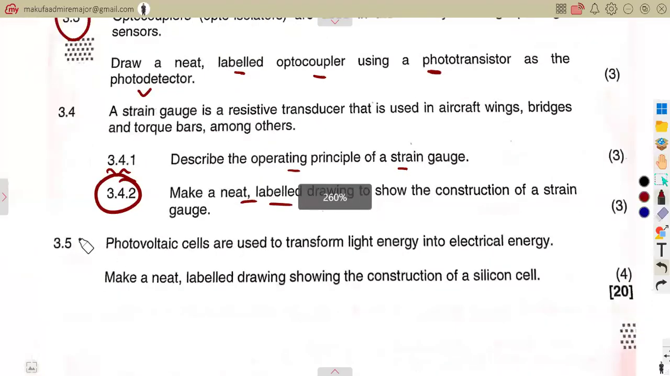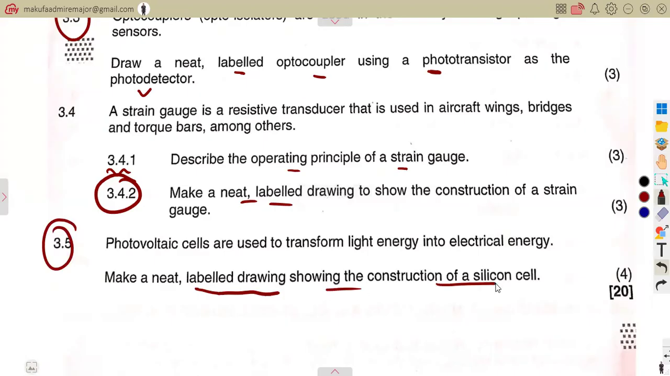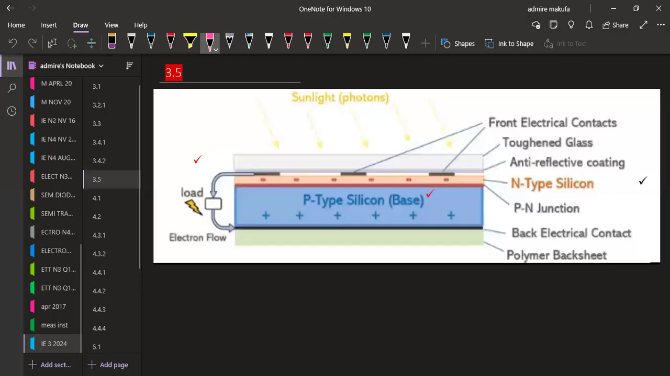That is it. Make a labeled drawing showing the construction of a silicon cell under photovoltaic cells, but it must be of a silicon cell. All right, so do not confuse that part. So a silicon cell, you're gonna have this of this nature. So these are the parts, the p-type silicon base.